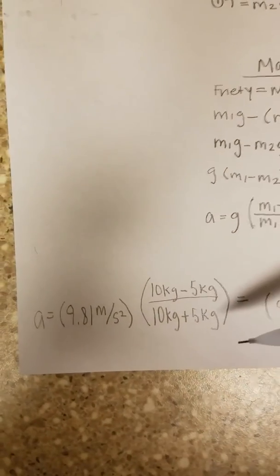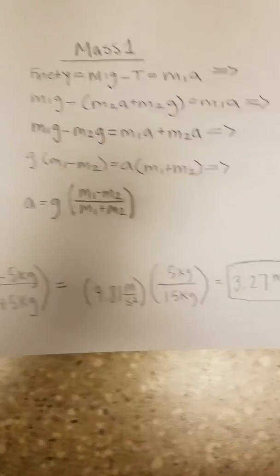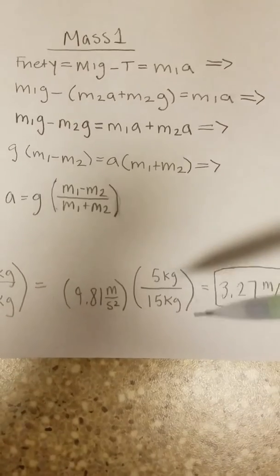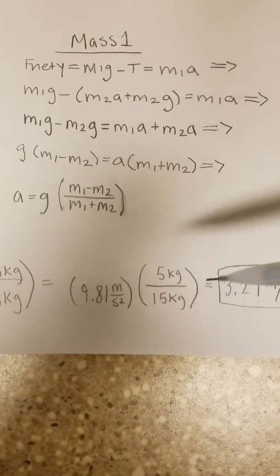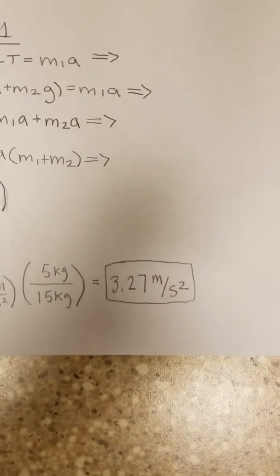We then plug in our known values for gravity and mass and simplify, and then once you multiply and plug into a calculator, you should get 3.27 meters per second as your answer.